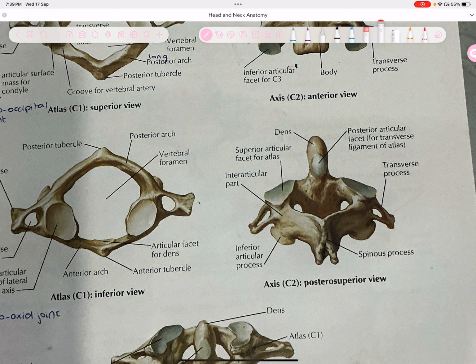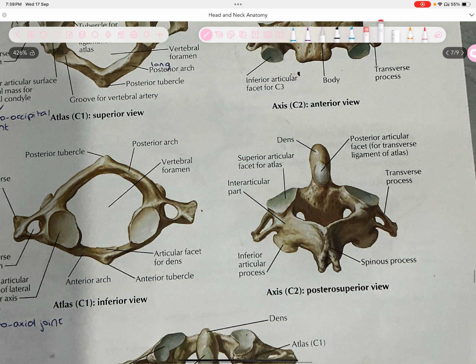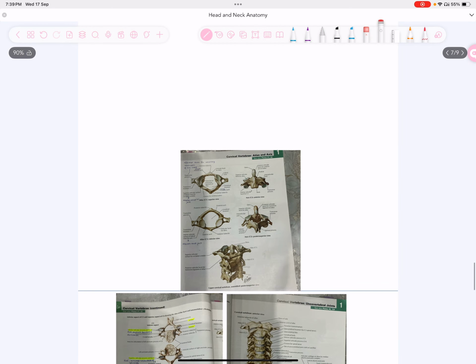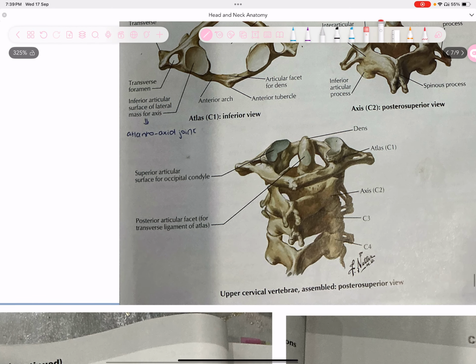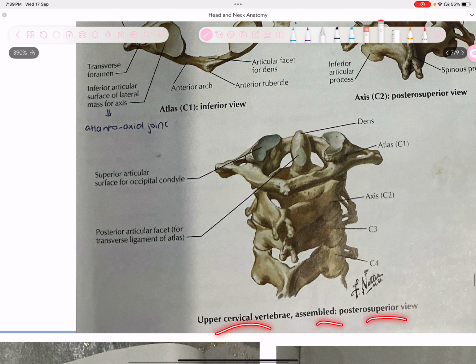Now the dens is super important. It provides attachment at its apex to the apical ligament and on each side below the apex to the alar ligaments. For this I have a very good diagram right here. This is the upper cervical vertebrae assembled, posterior superior view. Here is the superior articular surface of the occipital condyle. This is atlas and this is axis. This is how atlas and axis articulate with each other.